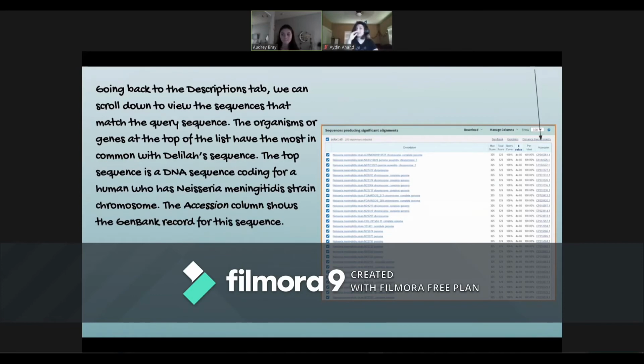If you click on that accessions tab and click on one of the little links, you have access to additional information, such as the full sequence of this gene, a description of the gene, and the names of the scientists who have contributed to the sequence.